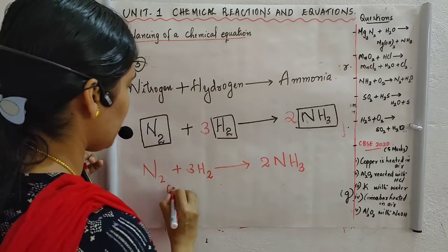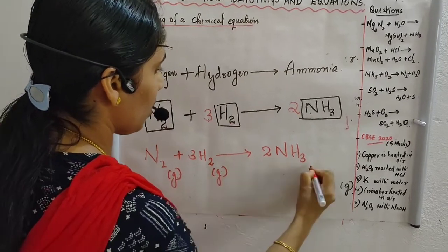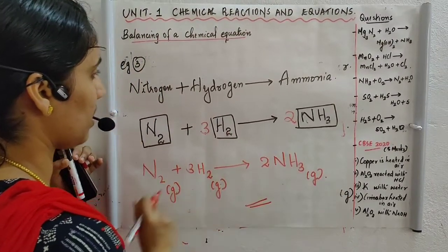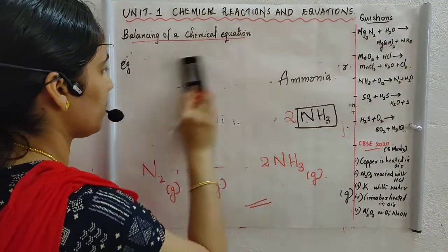So that means the physical states are written: nitrogen gas and hydrogen gas form ammonia gas. So this is the balanced chemical equation. One more example.